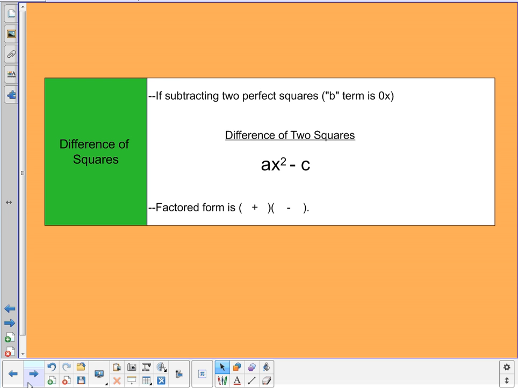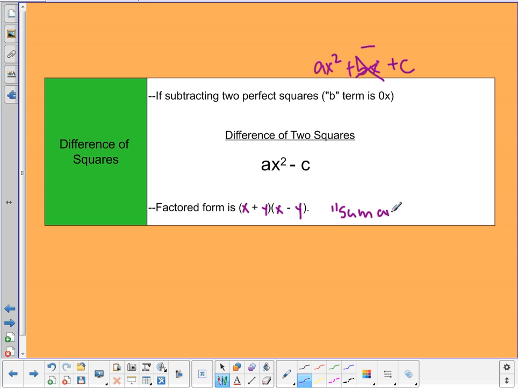The first one that we're going to look at is called a difference of two squares. If you are subtracting two perfect squares, so in other words, your b term is 0, and remember that comes from the standard form of a trinomial, which is ax squared plus bx plus c. So if your b term is 0 and it's gone, and you're subtracting two perfect squares, then the factored form ends up being the same two factors, but one is adding and one is subtracting. Okay, so difference of two squares. Sometimes you'll hear this referred to as the sum and difference pattern.